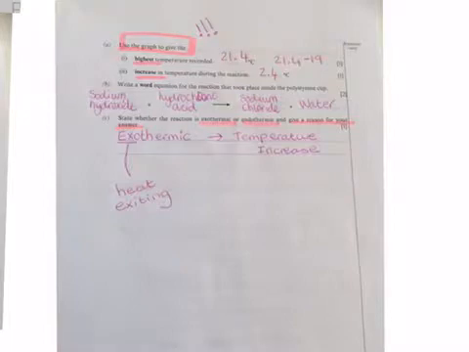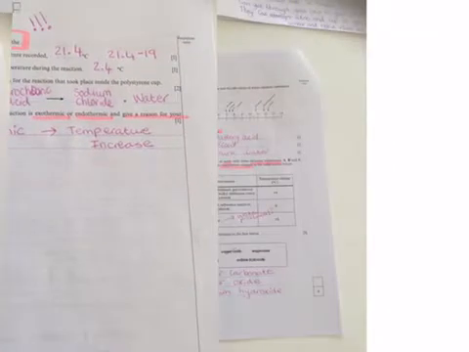Question C, state whether the reaction is exothermic or endothermic. Give a reason for your answer. It is exothermic. The starting temperature is a lot lower than the end temperature, which means there's a temperature increase. The heat is exiting. If it had been the other way round, it would have been an endothermic reaction.